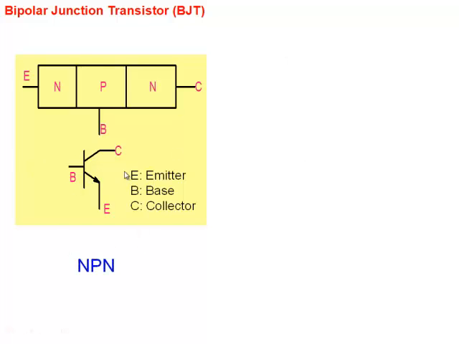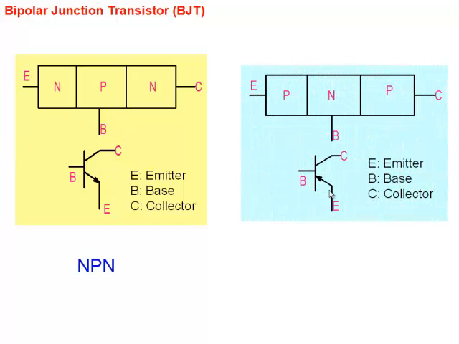So that's an NPN transistor. A complementary part of that is a PNP. Emitter is made p-type, base is n-type, collector is also p-type here. The arrows, the symbols are over here. Okay, so these are the two transistors.